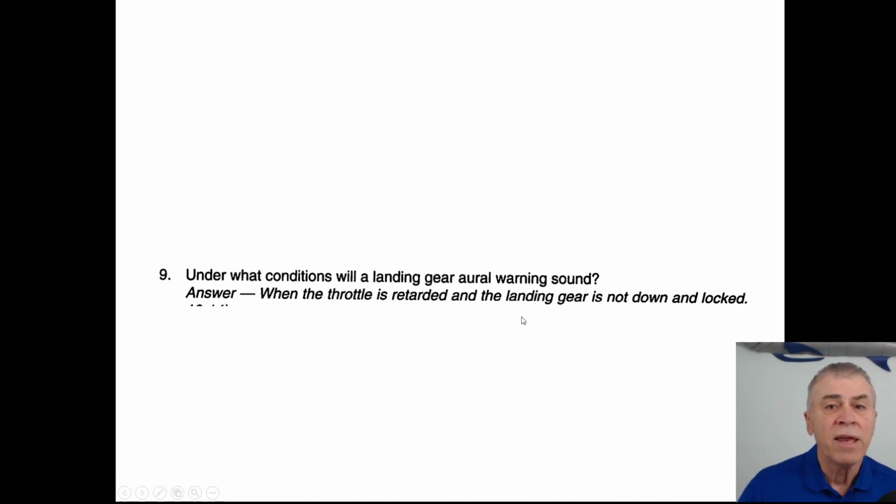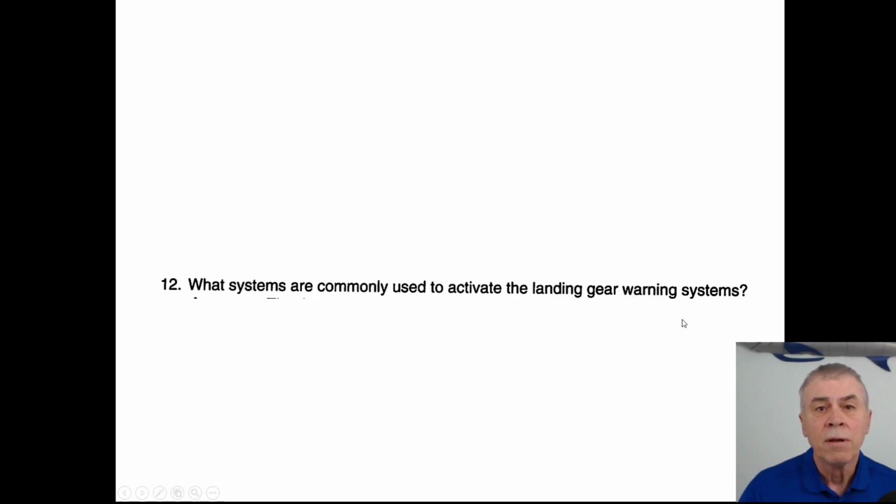I like the words "any" in there. They don't use them. They just say the throttle, the landing gear. What systems are commonly used to activate the landing gear warning systems? Commonly used to activate the warning systems.